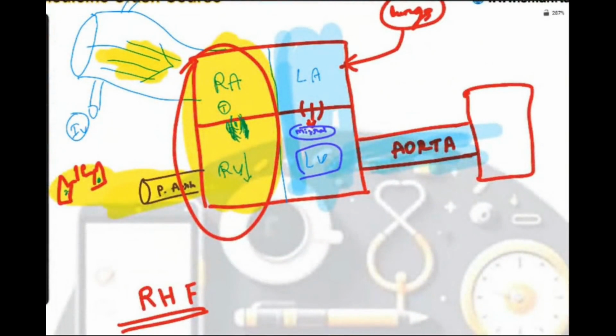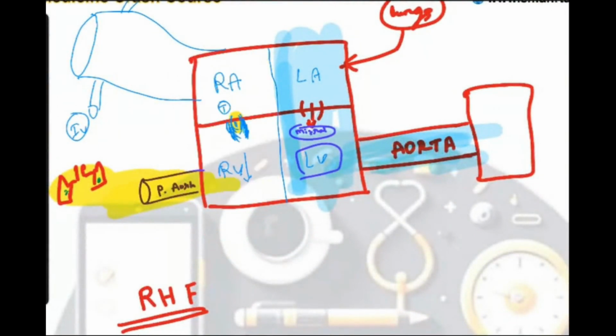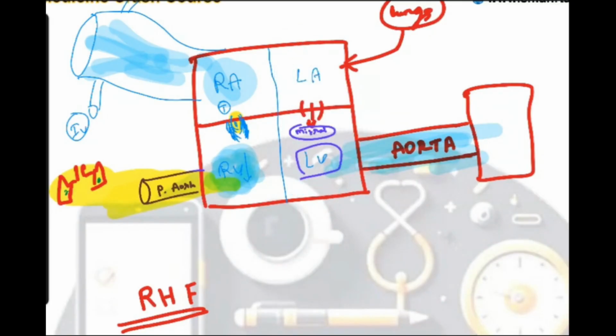Normally the blood from all the veins, superior vena cava and inferior vena cava, comes directly into the right atrium, then goes to the right ventricle. From the right ventricle, we need some systolic contraction to push the blood into the pulmonary aorta. But due to some pathology, my right side of the heart is not working. So the right ventricle will not contract, and blood gets pooled in the right ventricle.